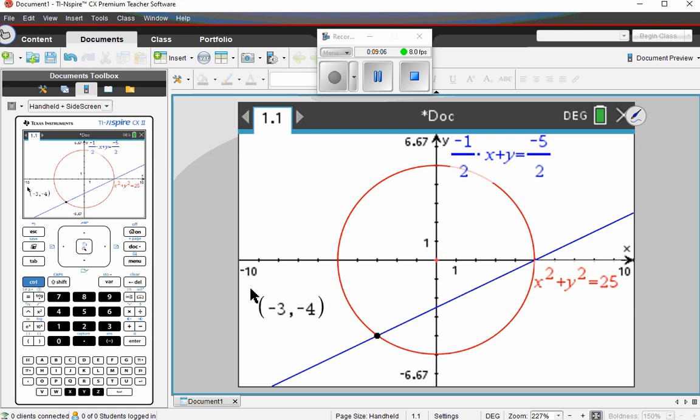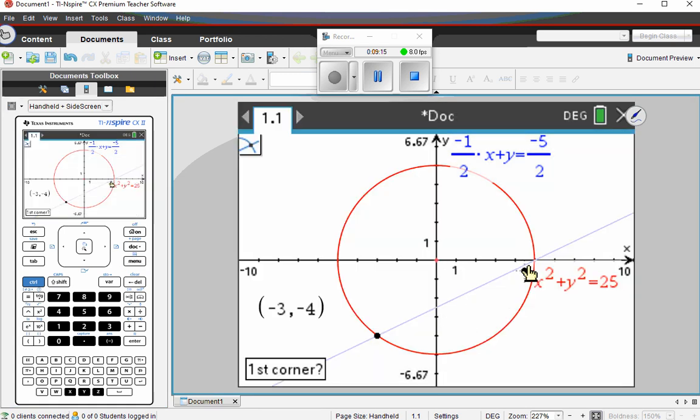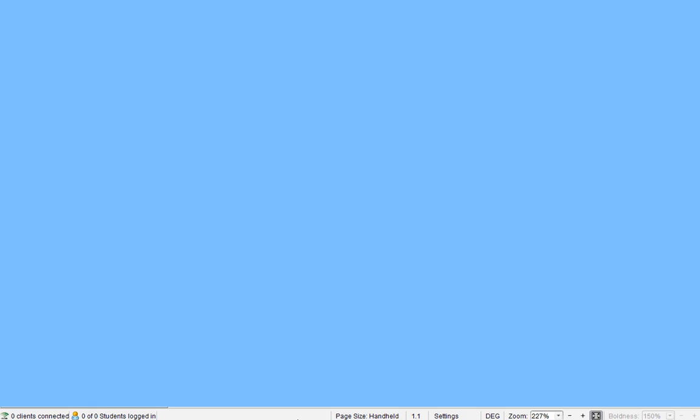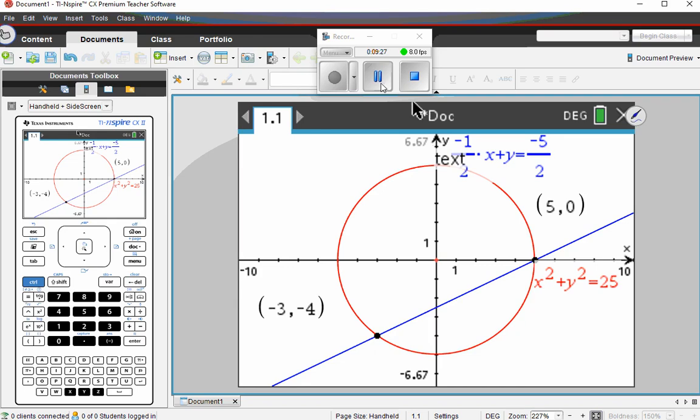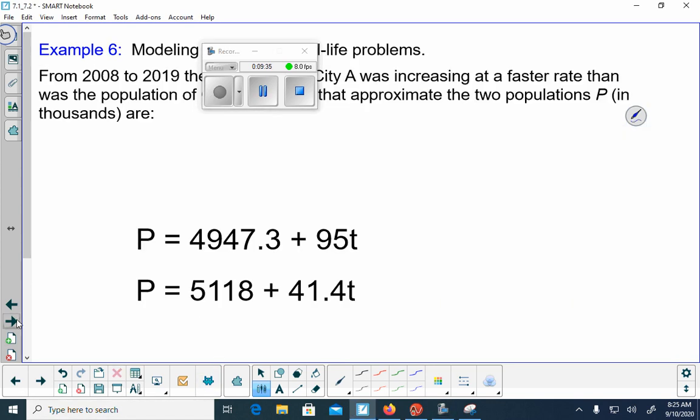And so one intersection is going to be negative 3, negative 4. We're going to do that same thing again. Menu, analyze graph, intersection, first corner, highlight over the intersection point, and there's what I have. So those are my 2 points of intersection: negative 3, negative 4, and 5, 0. And there's my answers, and so I would do negative 3, negative 4, 5, 0. Going on to the next one.